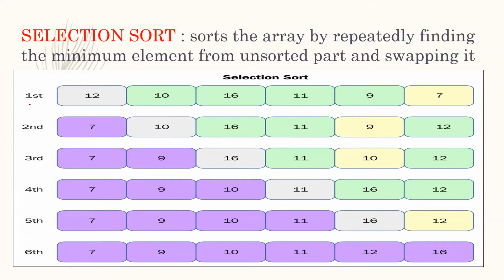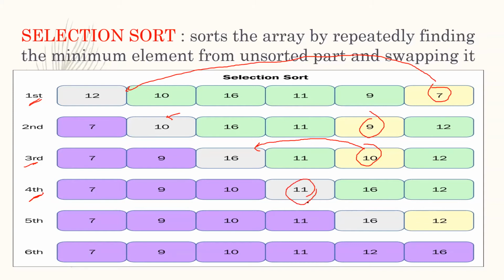Here the first minimum element is 7, so 7 is being swapped with 12. Then the next minimum element is 9, so 9 is being swapped with the second element, that is 10. At the third step, the third minimum element is 10, so 10 is being swapped with the index i equals to 2. Okay, and in the fourth iteration, the next minimum element is 11, so 11 is not swapped because 11 is at its correct place.